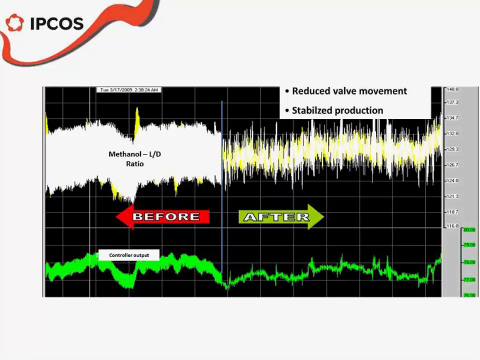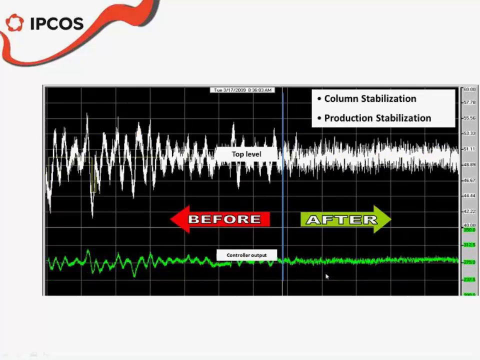Again, the results of better tuning on the top level were better control of the reflux ratio on the top. You see how this reflux ratio was pretty much all over the place before. And after tuning, it stabilized. It was much smoother. Same as with the final control element. The top level itself, well, this is just the proof that this was the issue. This was the cause of it all. Top level just going up and down all the time. After we did the tuning, it went much, much smoother.